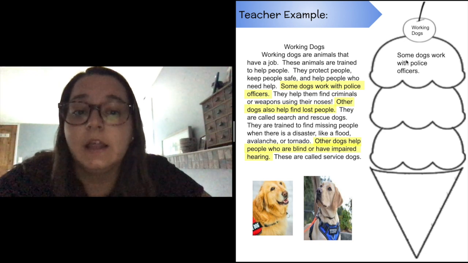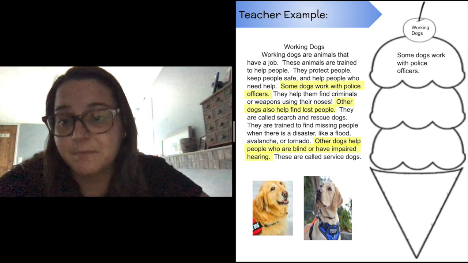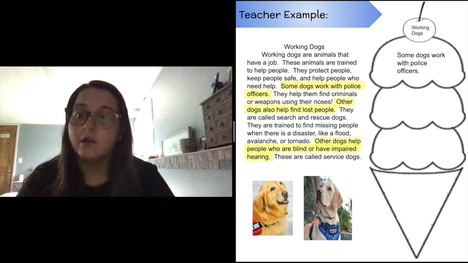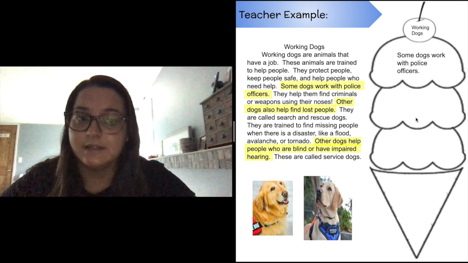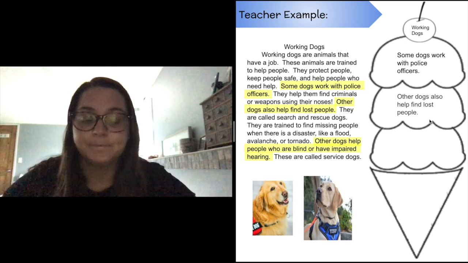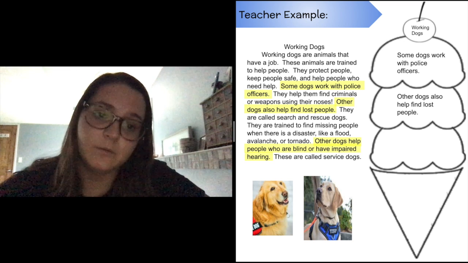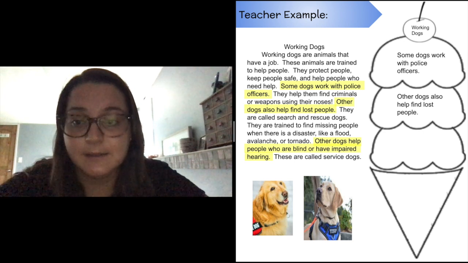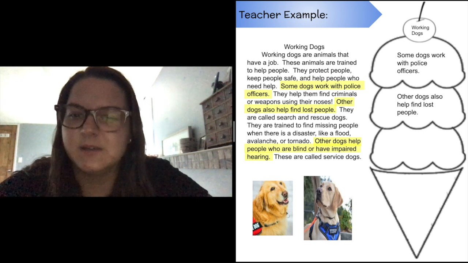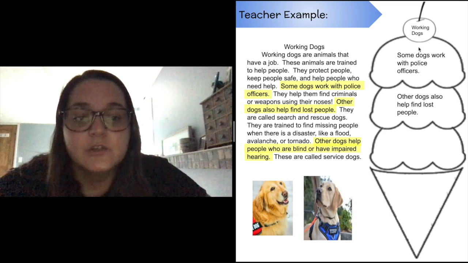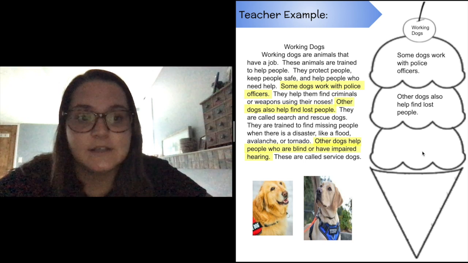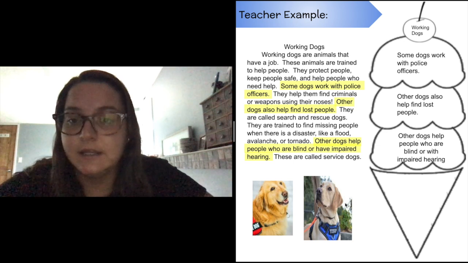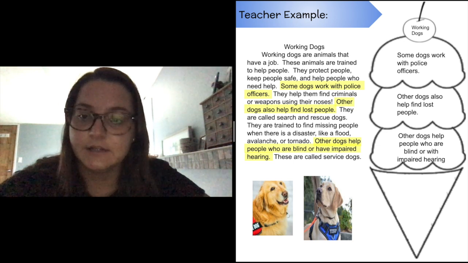Now the second thing that I highlighted was that other dogs also help to find lost people. So thinking back again, I think that was a very important detail that the author gave me about working dogs. So again, copy and pasting that into my graphic organizer right into that second ice cream. And the final part of the text that I highlighted was that other dogs help people who are blind or have impaired hearing. And again, this is another great example that the author gave us about working dogs that give us some more details that are really important. So I'm going to, again, copy and paste that into that final piece of my ice cream cone of those ice creams. I now have my 3 key details in my graphic organizer that represent those ice creams.